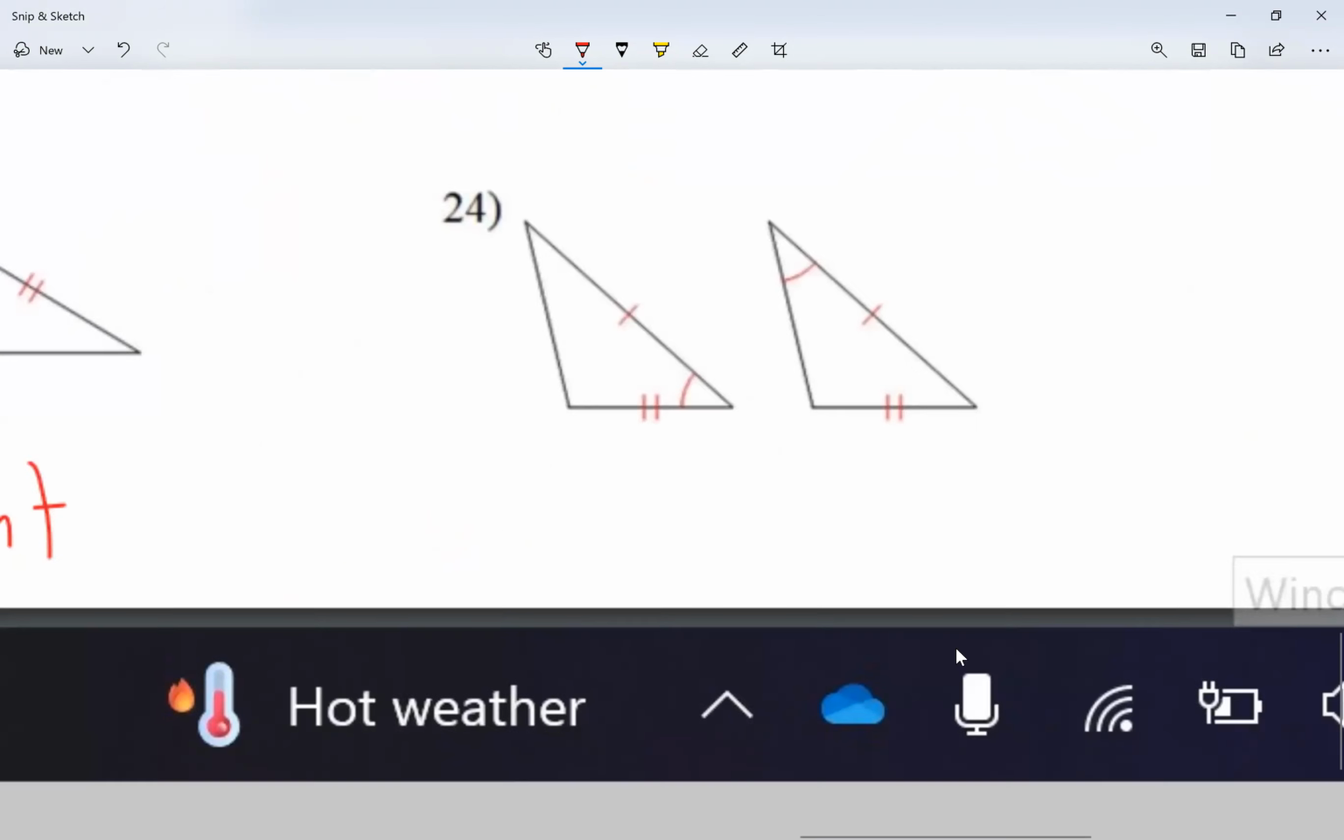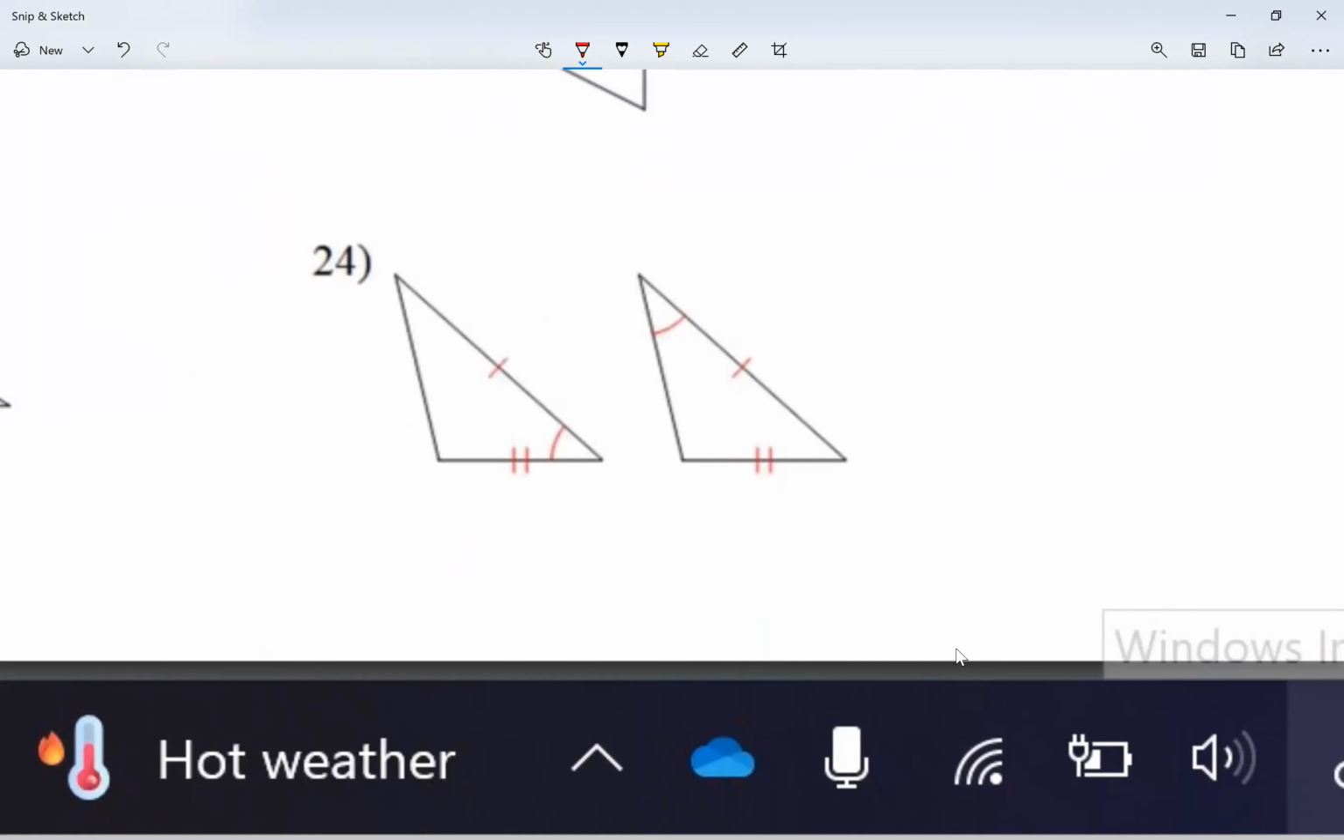Okay, let's take a look at number 24. I take a look at one triangle. I see two sides marked. So for right now, let me write two sides. And then I see one angle. And then I ask you, is that the included angle? Okay, let's see. I see this side. I see this side. Yeah, that angle is right where the two sides meet. So because of that triangle, I'm thinking it's side, angle, side.